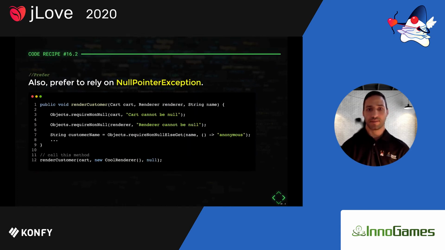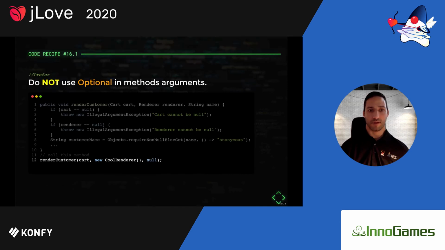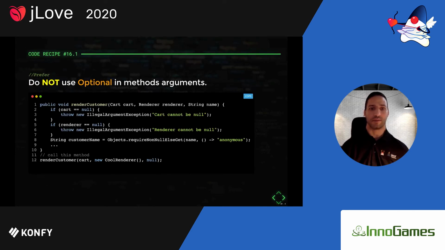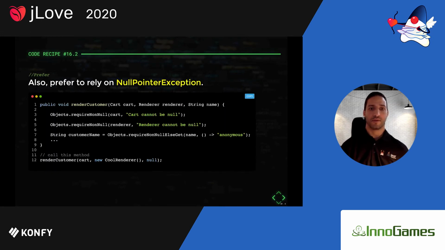It's also sometimes preferable to use a different approach instead of just boilerplate code that throws an illegal argument exception because something is null, when checking for null. So it's much easier to use it like this: require non-null, cart cannot be null, render cannot be null, and you are enhancing your way of doing your functionality without much effort.